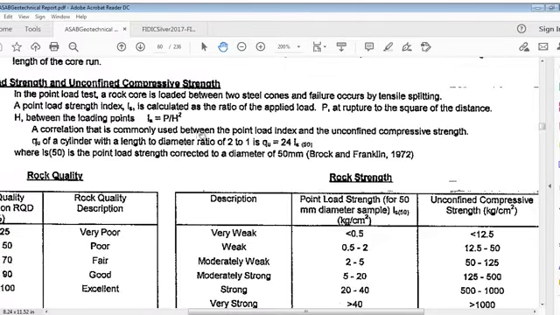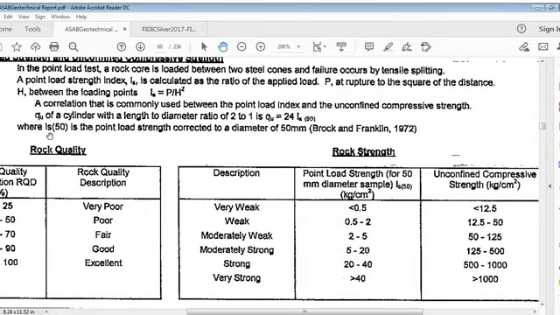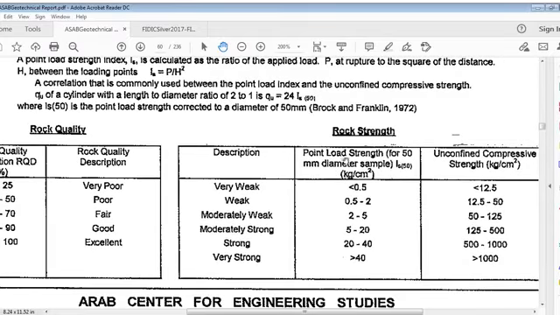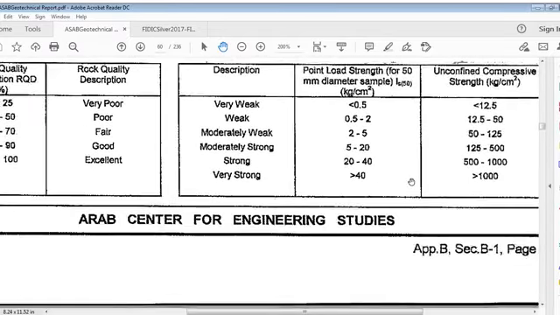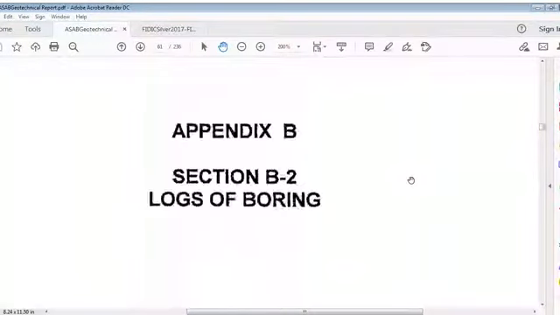A correlation that's commonly used between the point load index and the unconfined compressive strength Q of a cylinder, with a length to diameter ratio of 2:1, is Q equals 24 times Is(50), where Is(50) is the point load strength corrected to a diameter of 50. Okay, now this was for tensile strength. That's also right. Can go to that.